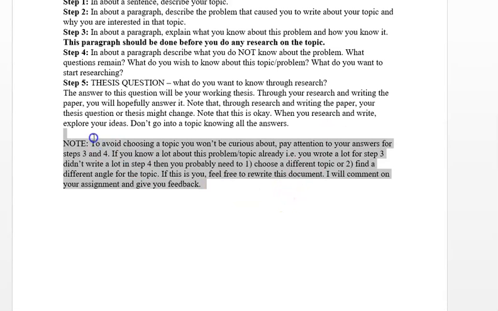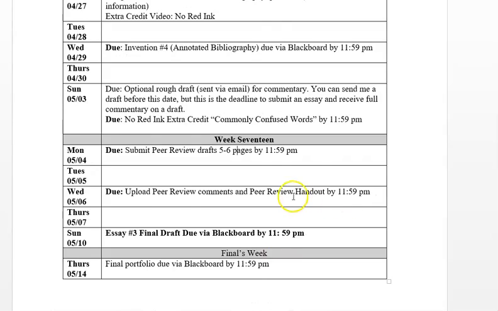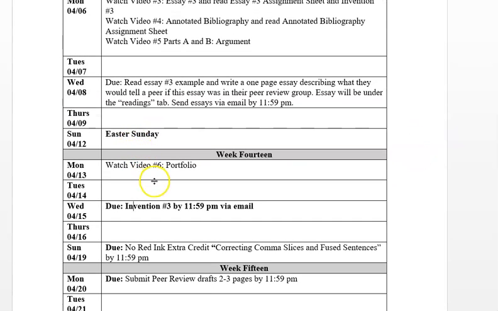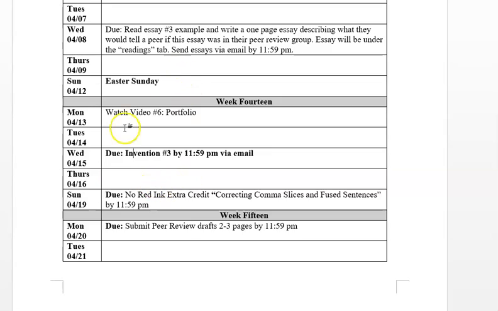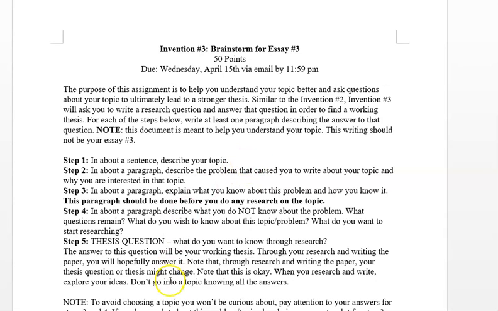I have this a little bit down here too. And also, if this is a binary, I will comment on it. This here is due Wednesday, April 15th. I will comment on these, and this is before the rough draft of the first essay, the first rough draft peer review. If you want to turn this in early, feel free to do that as well. These are just information about essay number 3 and invention number 3.